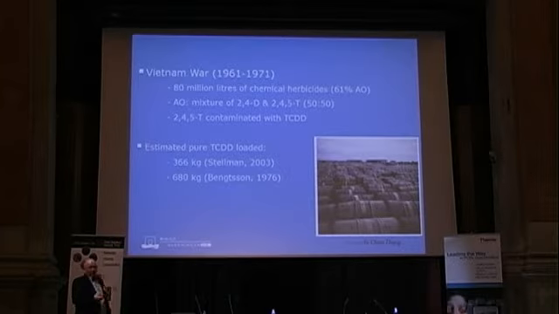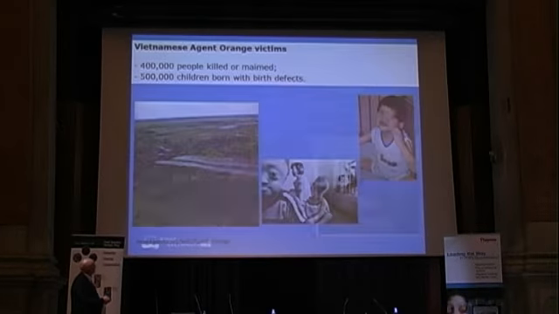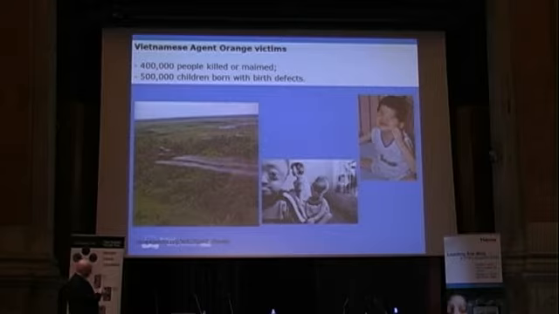So during the war, they sprayed the trees, first of all to get rid of the leaves, so the Americans could see the Viet Cong people, and also to destroy the crops. But unfortunately, 4,000 people were killed, and still a lot of what you call birth defects are seen over there, especially in the areas where the hotspots are. So it's really terrible.